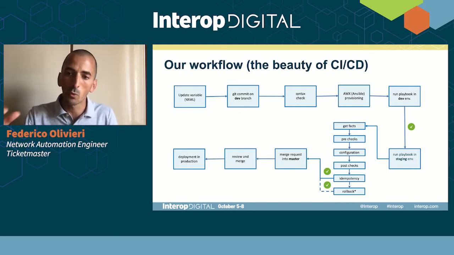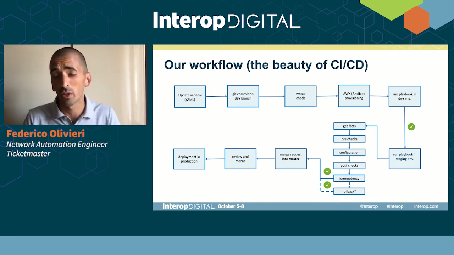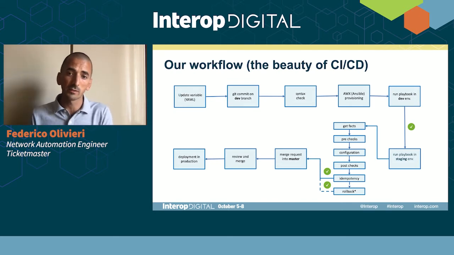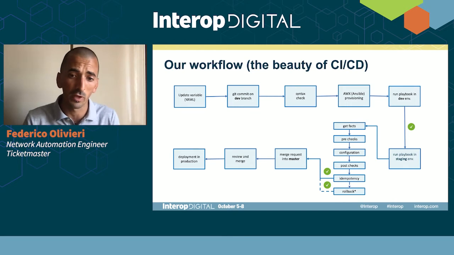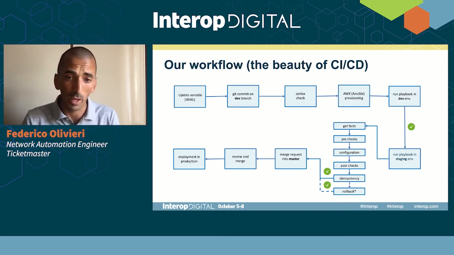If it's okay, we can now merge into staging. In staging, we have physical hardware that covers pretty much all the hardware we have across the network. And we run different steps in staging where we get facts, we do some pre-checks, we do the configuration, we do some post-checks, and we make sure the configuration is idempotent. If something goes wrong, we can also trigger a rollback.